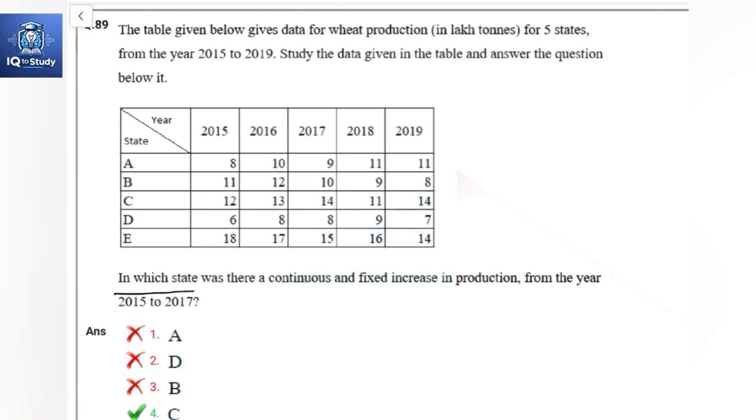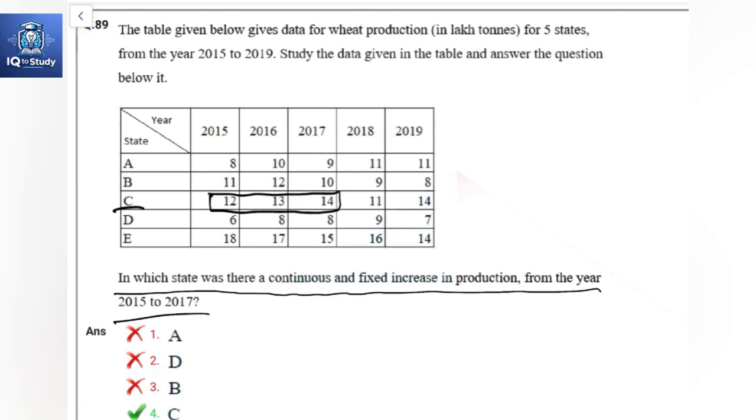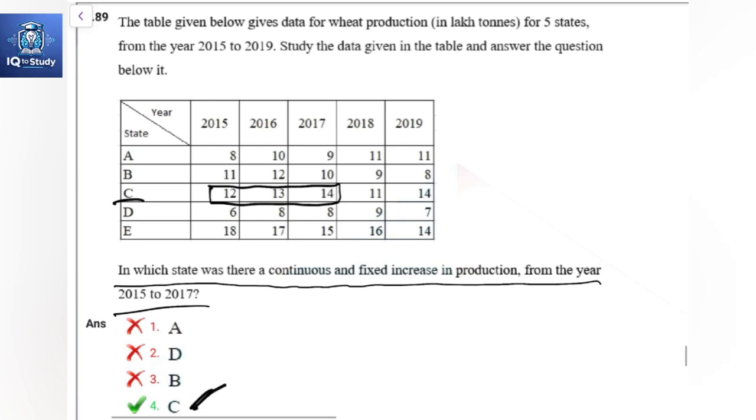Which state had a continuous and fixed increase in production from year 2015 to 17? In state C, there was a continuous and fixed increase in production from 2015 to 17, which is 12, 13 and 14. So option 4, which is C, is correct.